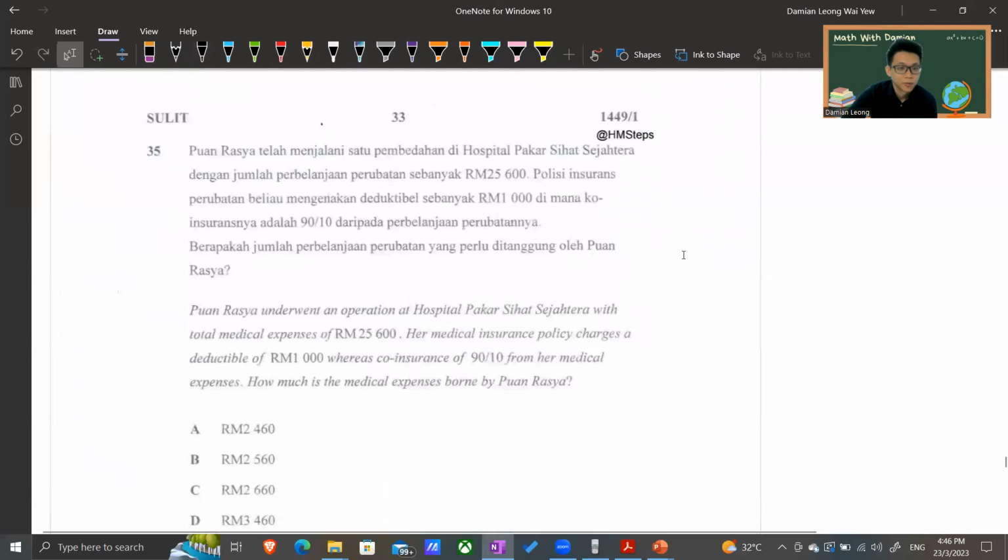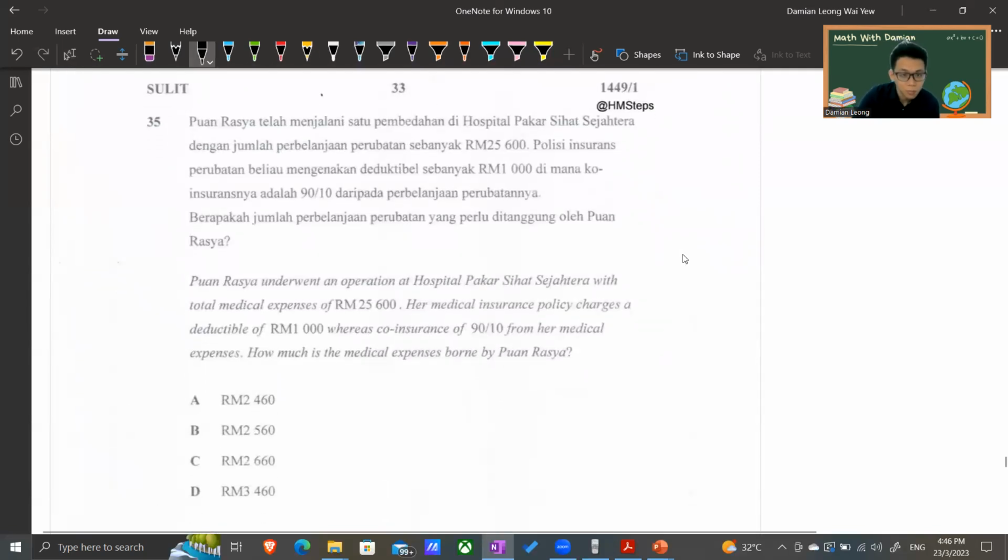Question 35. One Russia underwent an operation at Hospital Bakar Sehat Sejahtera with total medical expense 25,600. Her medical insurance policy charges a deductible of 1,000 ringgit. Co-insurance 90%, 10%, 90 to 10 for medical expense. How much is the medical expense borne by One Russia?